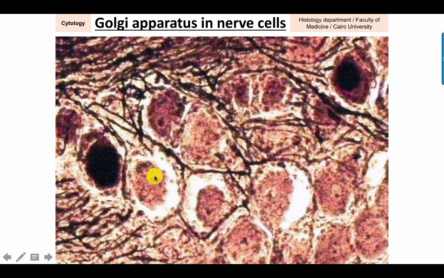The nerve cells are more or less rounded, and they are showing this reticulum of brown dots or granules, which represent the Golgi apparatus, which appears as a reticulum surrounding the nucleus. The nucleus, of course, is not stained in this section, and you are only seeing these brown dots representing the stained Golgi apparatus in the nervous cells.